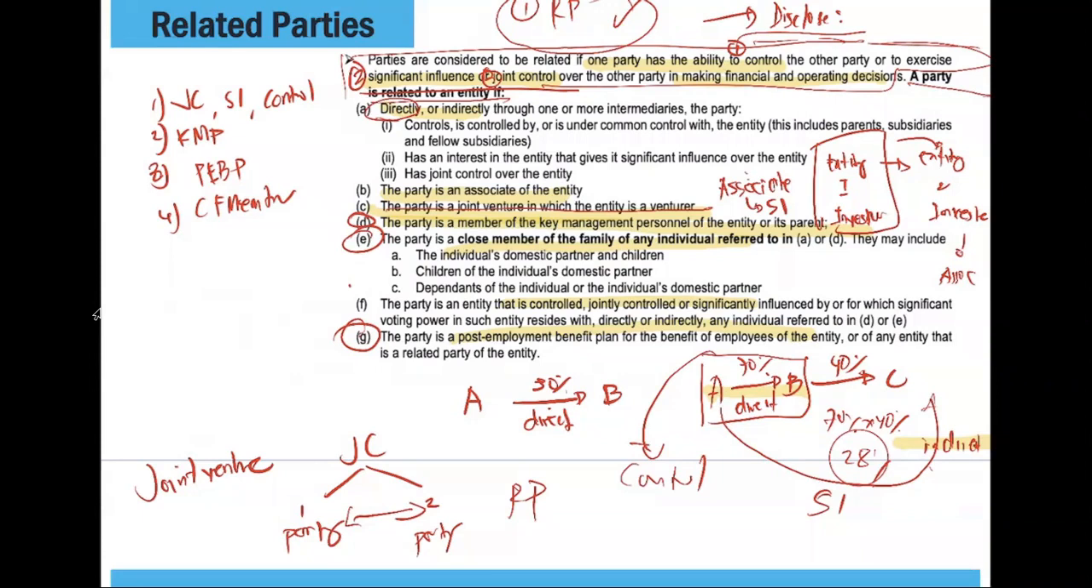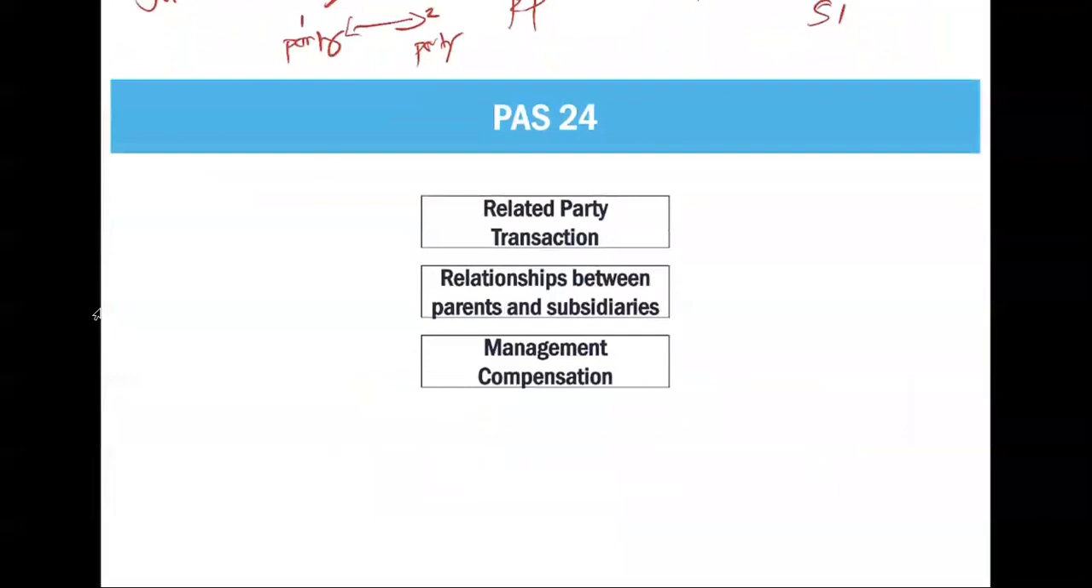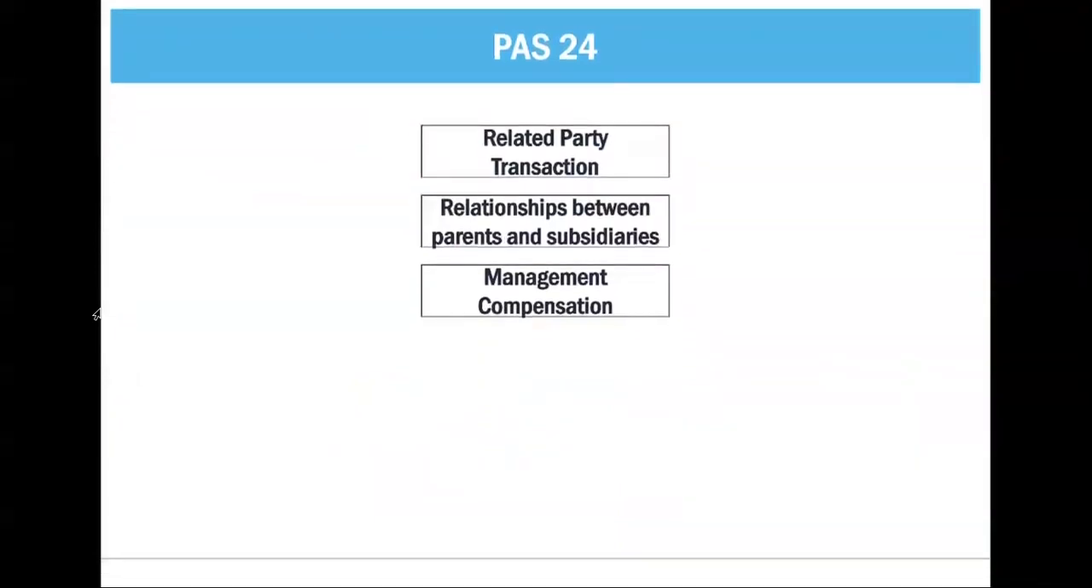What is new under this A to G is letter D, letter E, and letter G. So in short, these four items. Joint control, significant influence, control. Next, key management personnel. Next, post-employment benefit plan. And lastly, we have your close family member. Okay? So we're done with who is a related party.